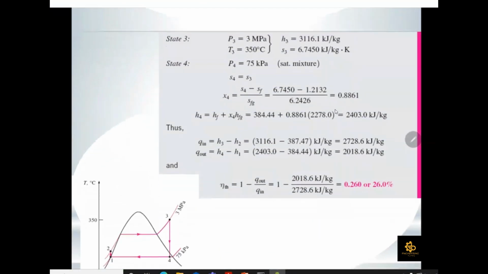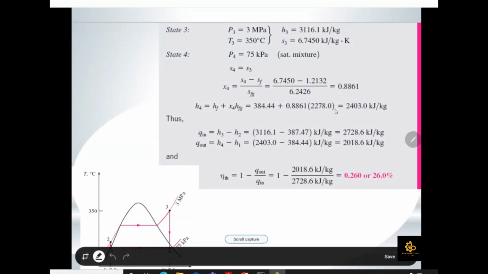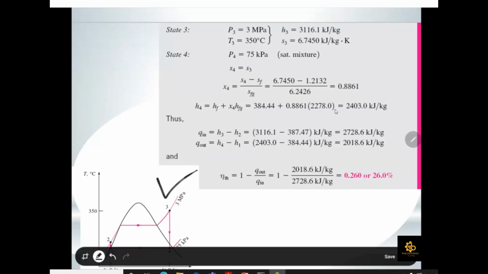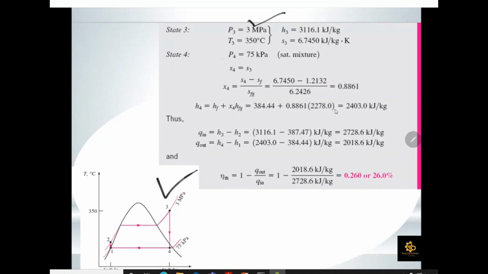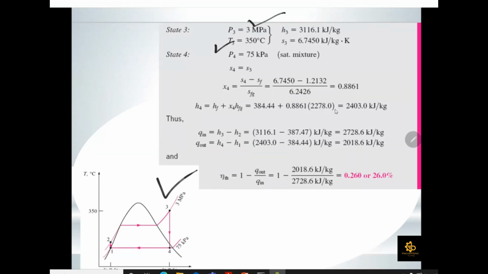Okay, so now coming towards state number 3. Your state number 3 is in which region? It will be in the saturated vapor region. For finding the enthalpies you need two properties: pressure at 3 and temperature at 3. This is given in your question as well. So how to find the thermodynamic properties for the saturated vapor region? Superheated vapor region, sorry.